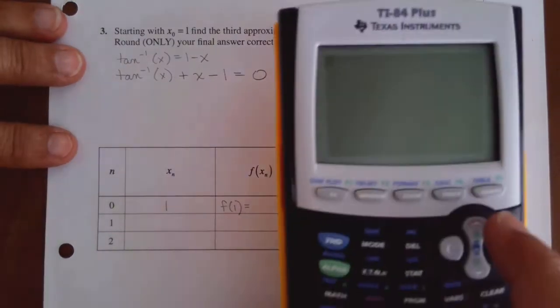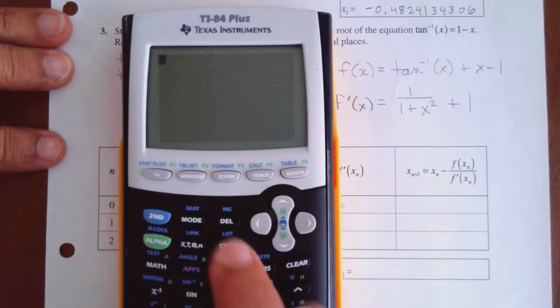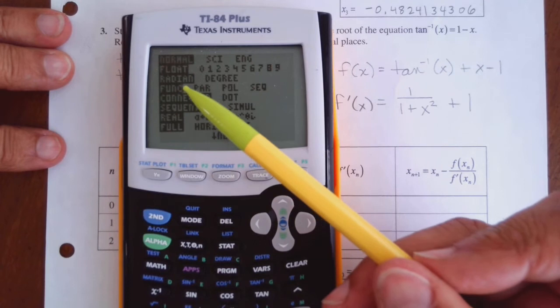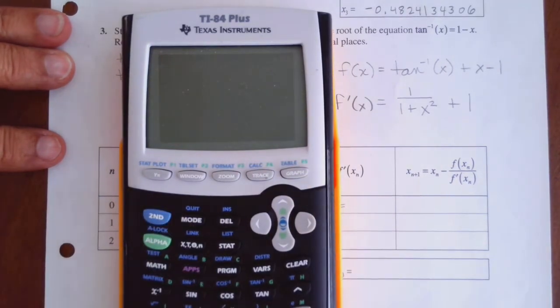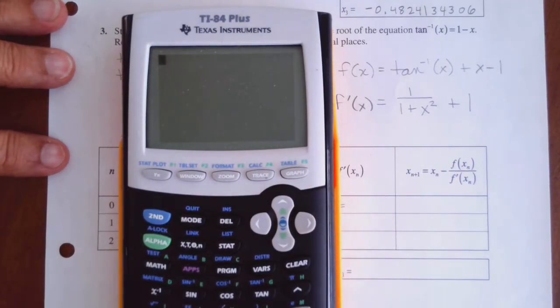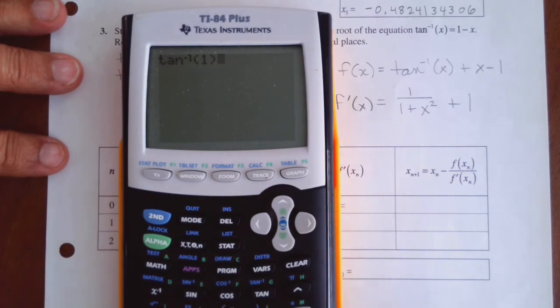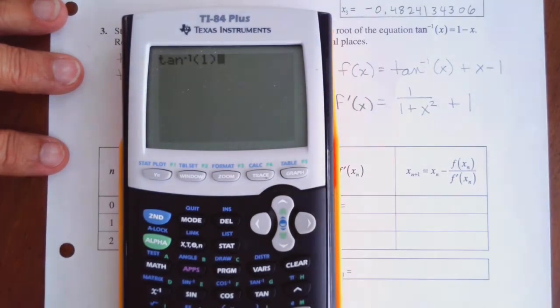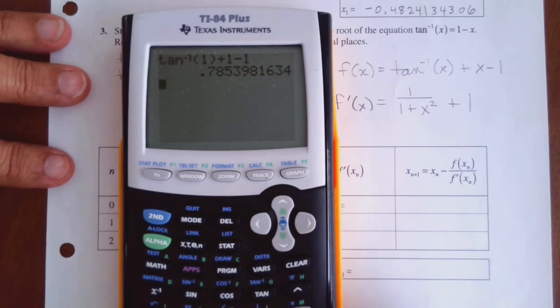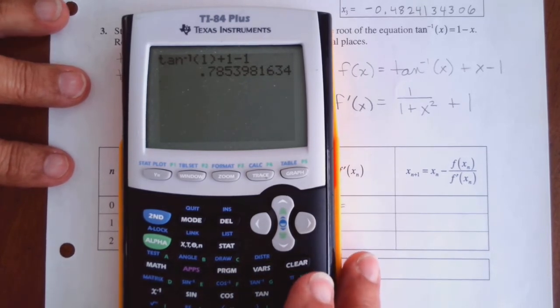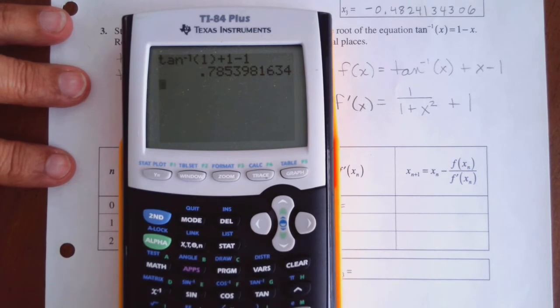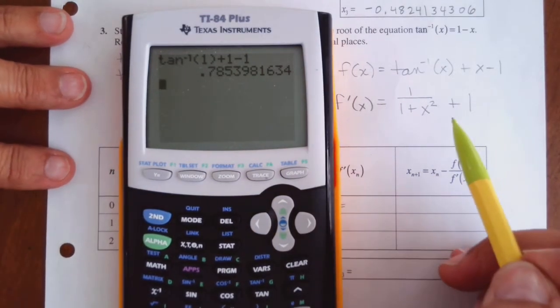All right, make sure your calculators are in radian mode, okay? Double check that before we begin. All right, so we're going to do the inverse tangent, secant tangent, okay, and our x value is 1. I'm plugging this in here, plus 1 minus 1, which is just going to cancel itself out. So that gives us our function value at 1, 0.7853981634.